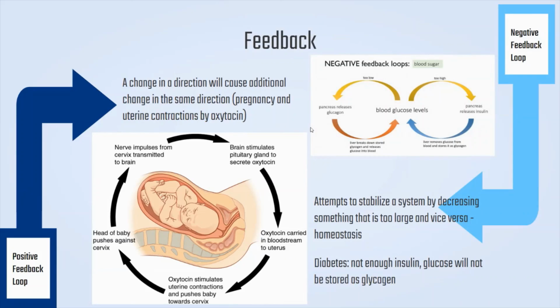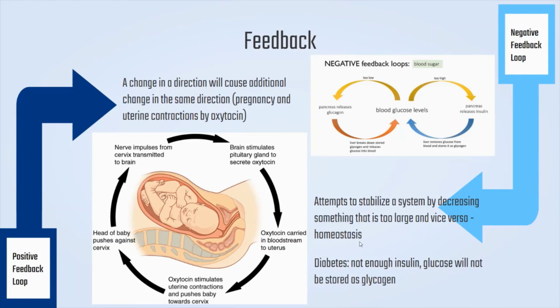The opposite of this is the negative feedback loop, and this is where a body will attempt to stabilize a system by decreasing something that is too large and vice versa. And this maintenance is called homeostasis. In this example, blood glucose levels are managed by the pancreas, and if the blood glucose levels are too high, the pancreas will release something called insulin, and that will remove glucose and store it as glycogen. However, if it's too low, the pancreas will release something called glucagon, and this will break down glycogen and release glucose.